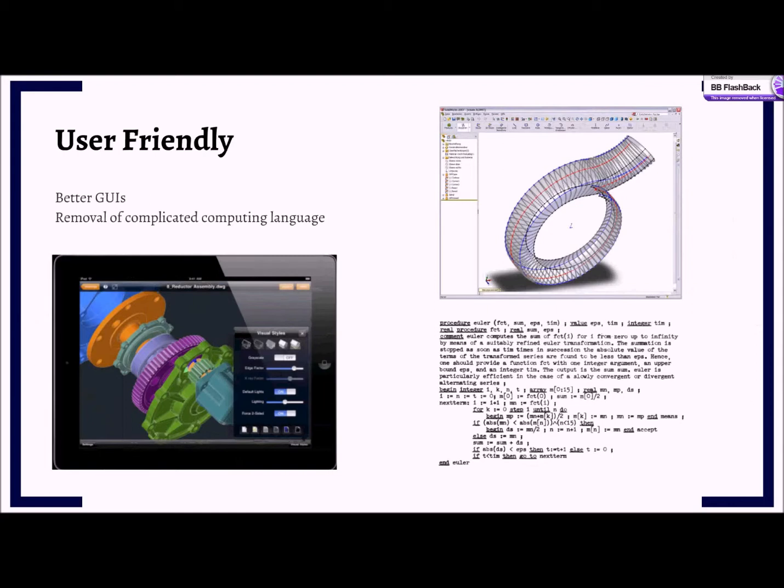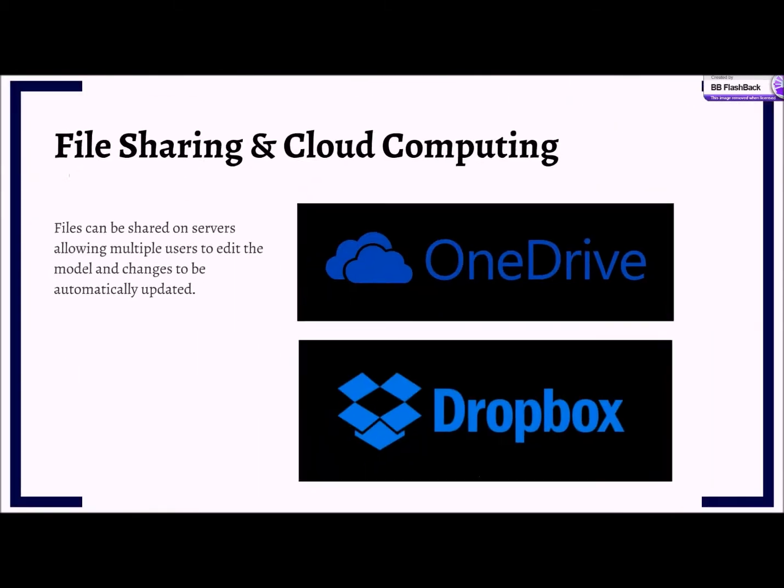Software packages have become more user-friendly through the use of improved user interfaces and the lack of complicated computer language. 3D software has even become available on mobile platforms such as the Apple iPad. Services such as Dropbox, Google Documents, and Microsoft OneDrive allow for mass sharing of design files. This improves the efficiency of design as people have access to models and other files wherever the internet is available.